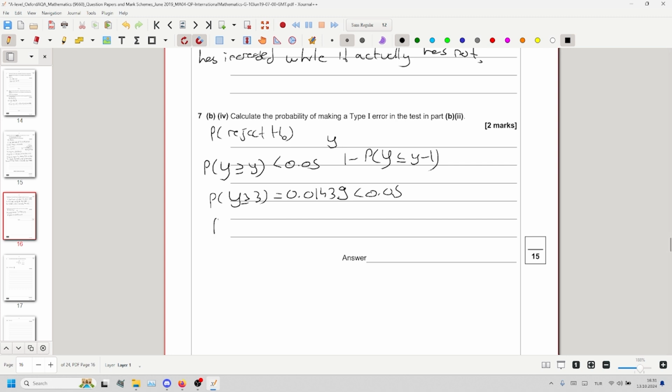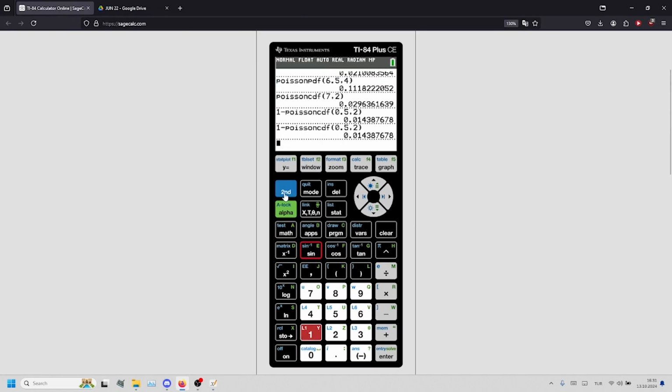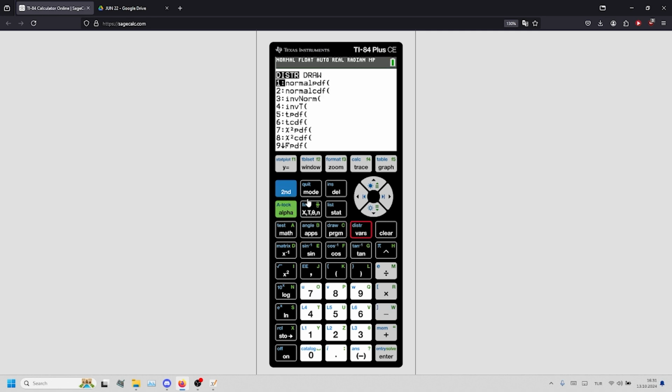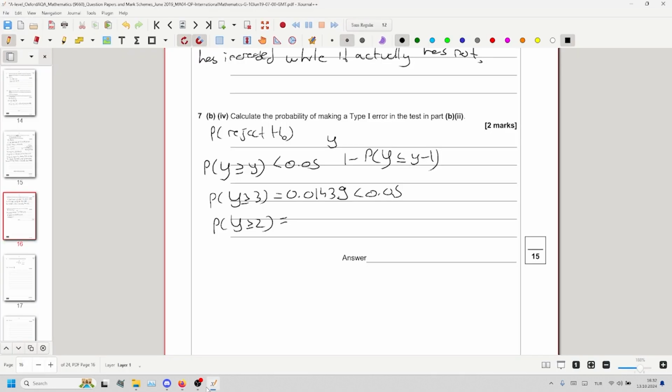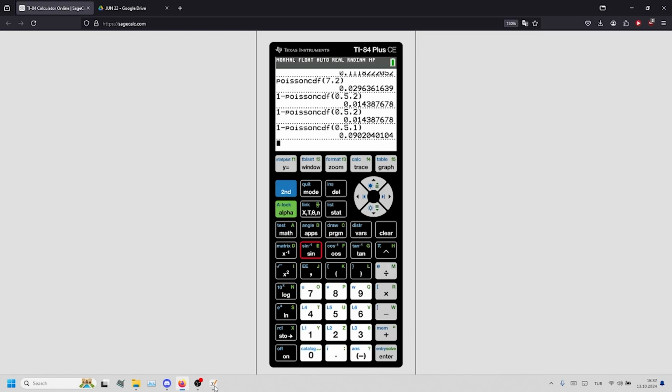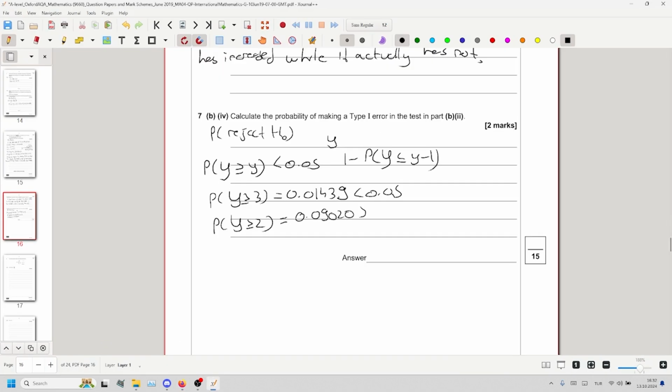Let's test 2 as well, because we need to find where the boundary is. Maybe 2 also fits. So that would be 1 minus the Poisson CDF with mean 0.5 and x 1. There we go. That would be 0.0902. And that is indeed not less than 0.05. So this is not in the critical region. So our critical region begins with 3. So it's from 3 and onwards.